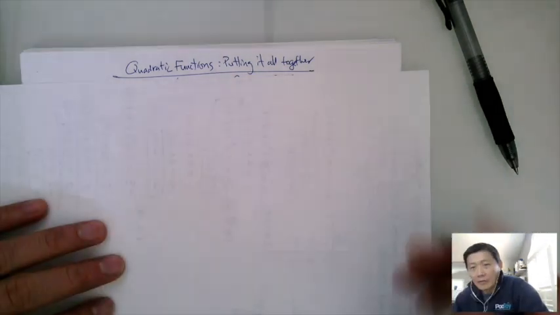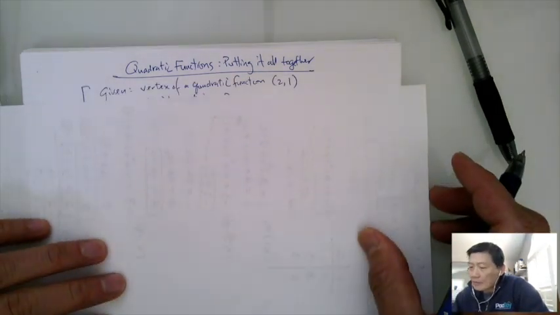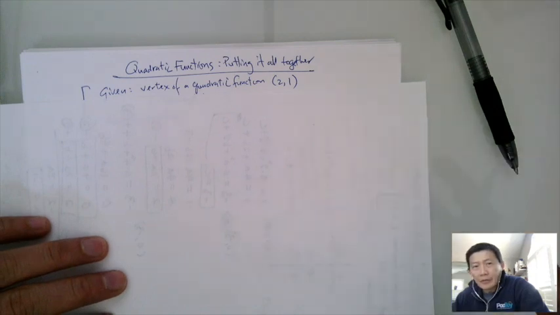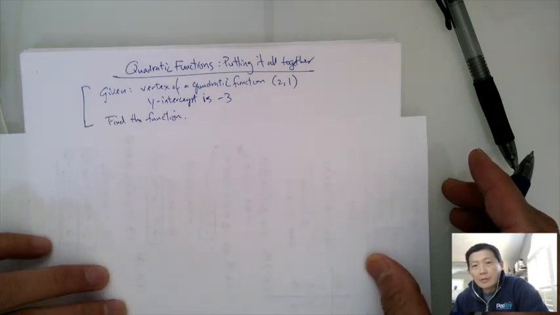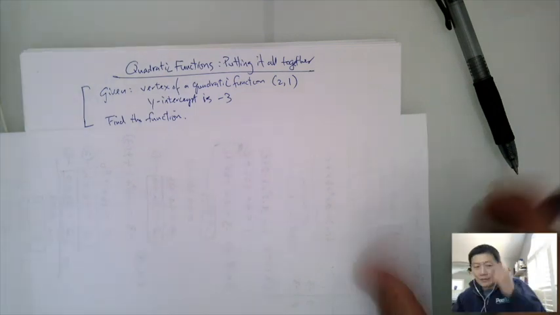Quadratic functions. Here we go. So if you're given a vertex of a quadratic function, (2, 1), and you're told that the y-intercept is -3, you're asked to find the function.